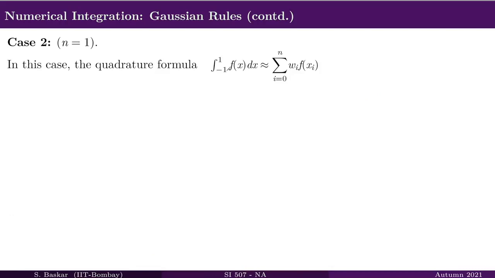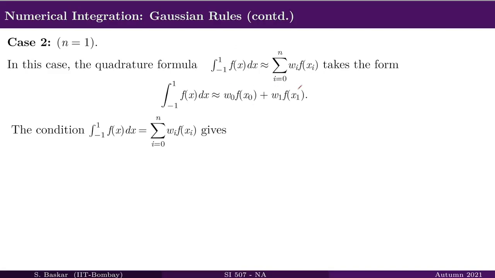Let us take up the case when n is equal to 1. Again, the general quadrature rule formula now reduces to w naught f of x naught plus w1 f of x1, where w naught, w1, x naught and x1 are unknowns to be obtained now, right? By imposing that the quadrature rule is exact for polynomials of degree less than or equal to 2n plus 1, right? n is 1, therefore it is 3.